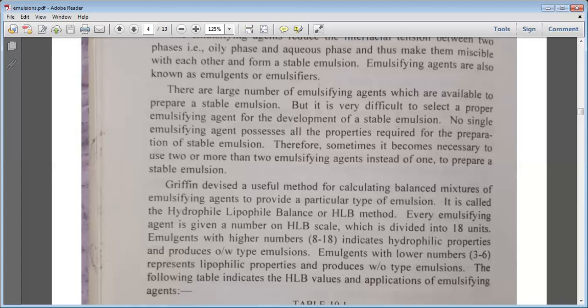It determines whether the emulsifying agent being used can prepare the oil by water type of emulsion or the water by oil type of emulsion. So that is the reason Griffin invented the HLB scale, known as the hydrophilic and lipophilic balance, or HLB scale, or HLB method, to determine the emulsifying agent to provide a particular type of emulsion. This is called an HLB scale.